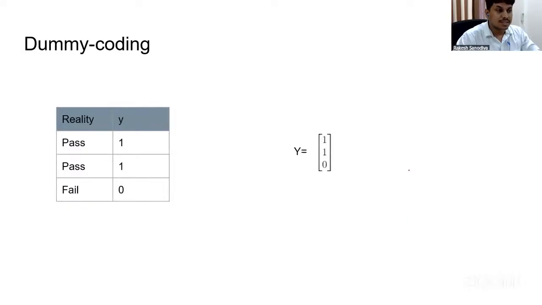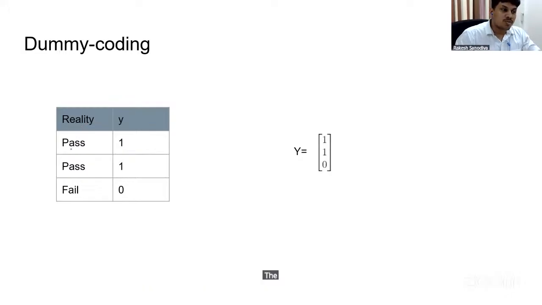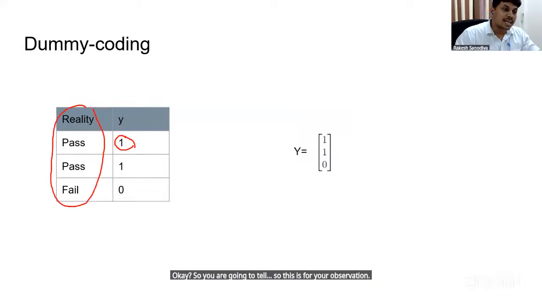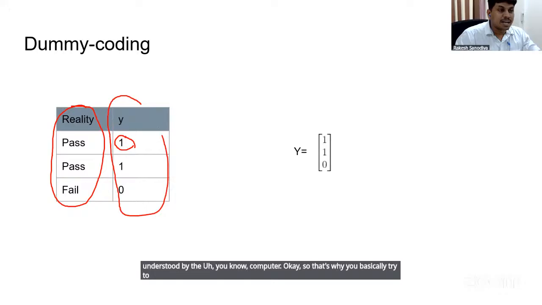Okay, so now here is the example, dummy encoding. In reality, the student has either passed or failed. So if he has passed, what are you going to do here? The corresponding entry, so this is for your observation. As I told you, this observation cannot easily be understood by the computer, so that's why you try to give this kind of dummy coding.